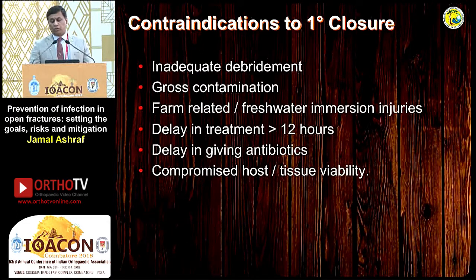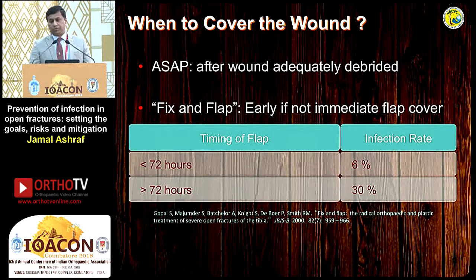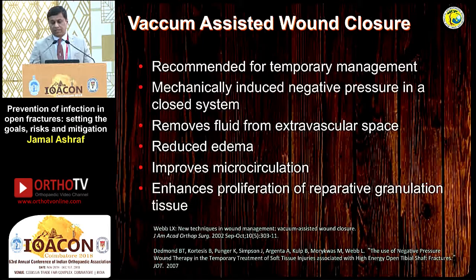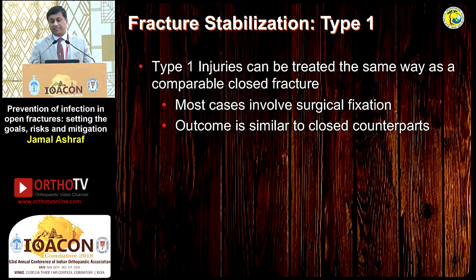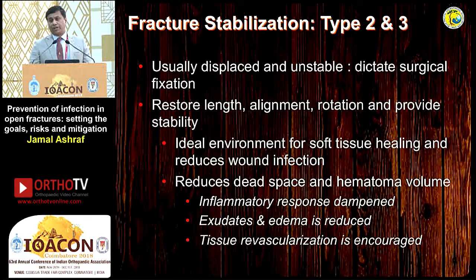Contraindications to primary closure would be inadequate debridement, or if there is a delay in institution of antibiotics or treatment. And when you do primarily close these wounds, there is shown to be decreased infection rates. Vacuum-assisted closure is also recommended, for it reduces edema and improves microcirculation. Point number 6, fracture stabilization. Type 1 injuries, no specific difference required. But type 2 and type 3, we have to try and stabilize the fractures so as to reduce the dead space, reduce the inflammation, and improve tissue revascularization.